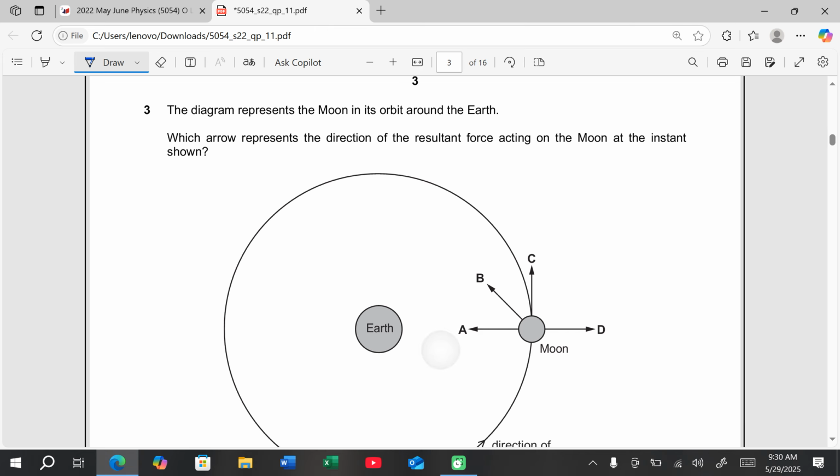The diagram represents the moon as it orbits around the earth. Which arrow represents the direction of the resultant force acting on the moon at the instant shown? We've gone through this multiple times. Whenever something is moving in a circle, the resultant force is always toward the center of the circle, so that's it.